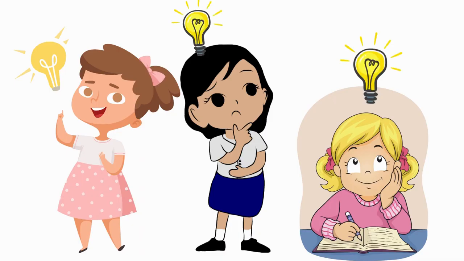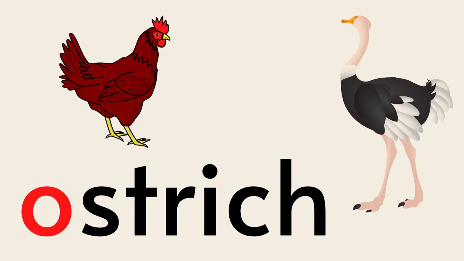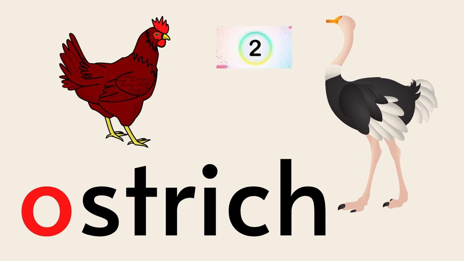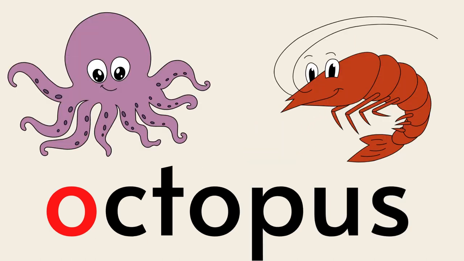It's thinking time. Match the picture to its name. Which is an ostrich? Which is an octopus?